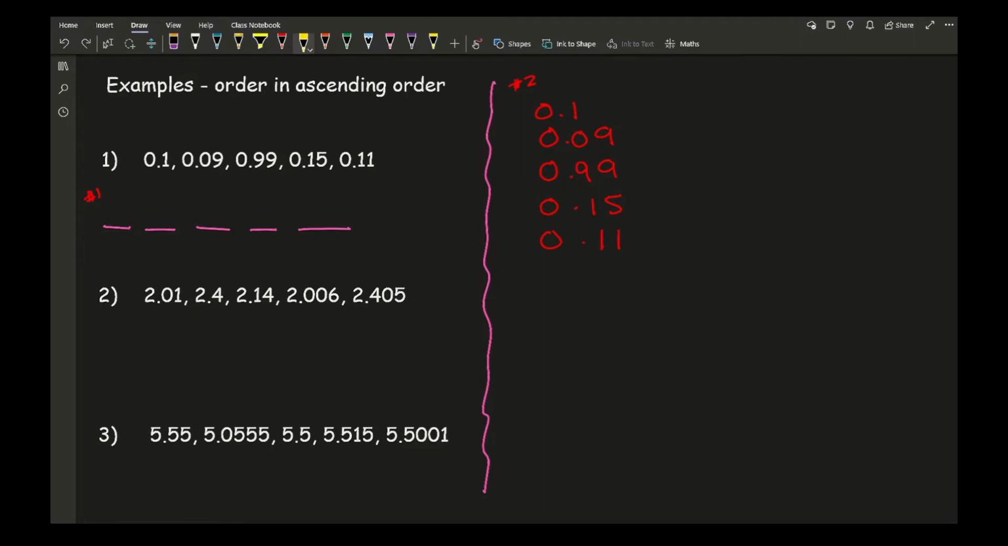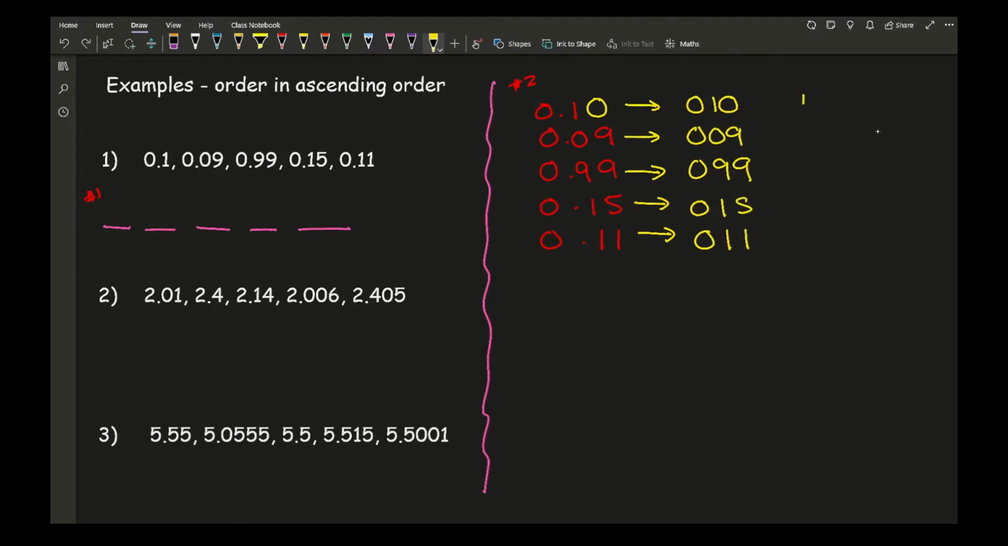Now the one that's the odd one out is the first one, and what I'm going to do is add a 0 so that they've now all got 2 numbers after the decimal point. Now the fourth step is I'm going to ignore the decimal point and write those numbers as they are. So I've got 0 1 0, 0 0 9, 0 9 9, 0 1 5, and 0 1 1.